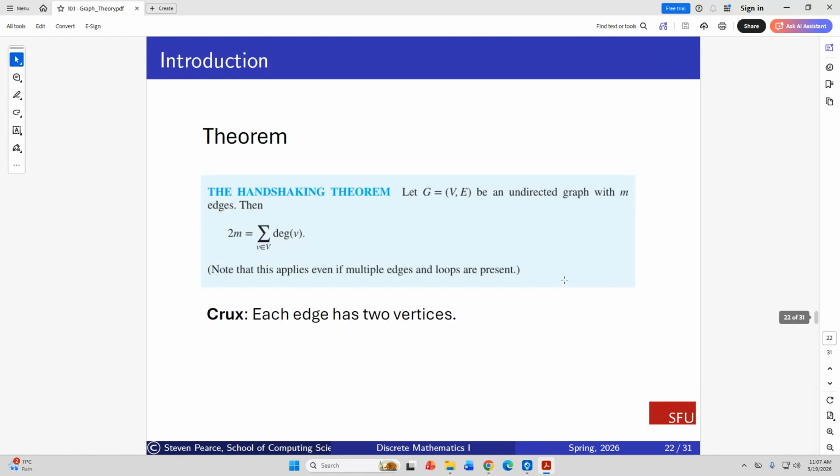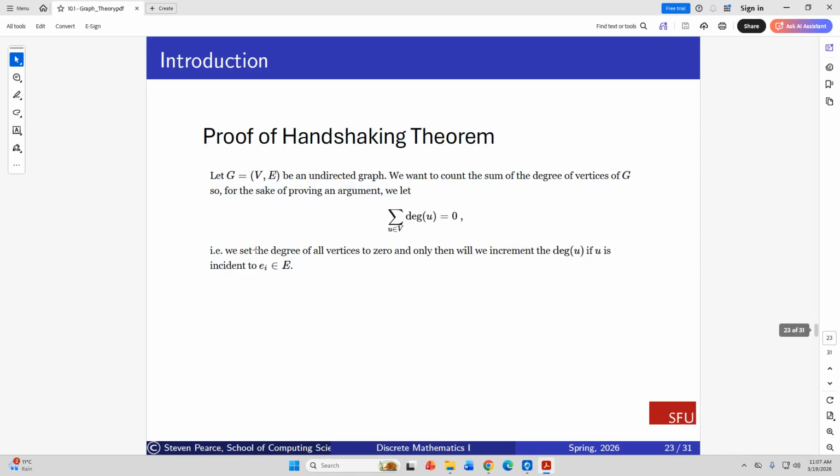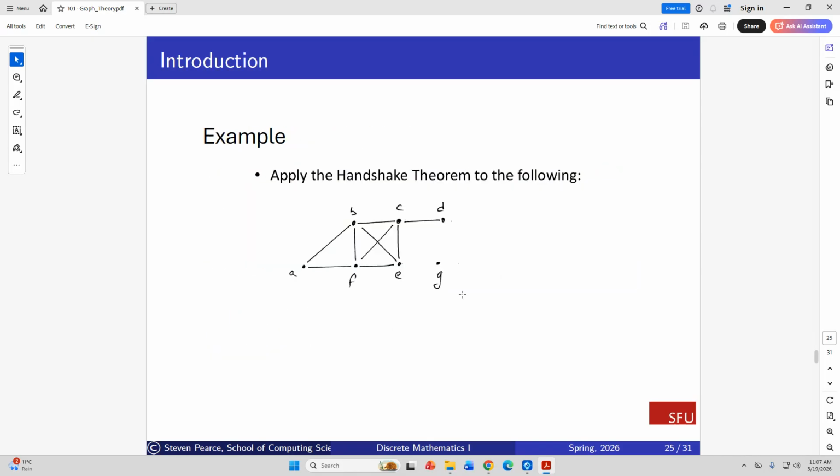Again, what is the significance of it? Let G be an undirected graph with m edges, then the sum of the degrees of the vertices is always going to be an even number, 2m. All right. So that does not satisfy the handshake theorem, okay, because of this lone item right here.